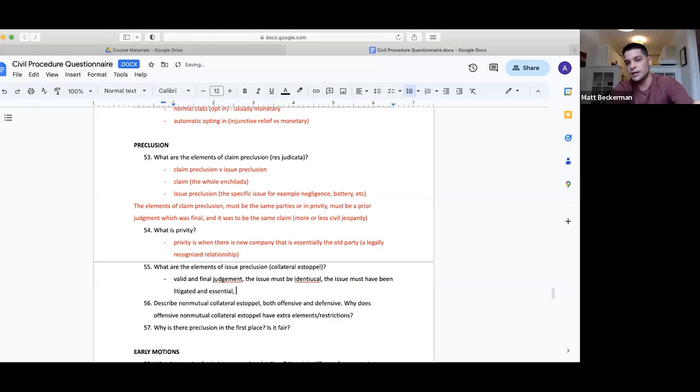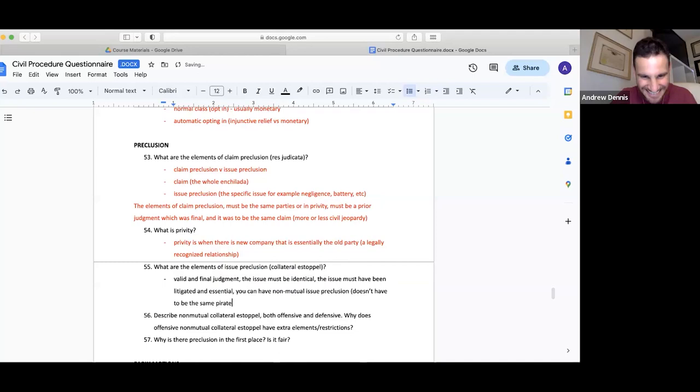So what makes this different from claim preclusion is that you can have non-mutual and non-privity issue preclusion. You can bring issue preclusion against the party who is not in the first lawsuit. So can anyone think of an example of that? I can.